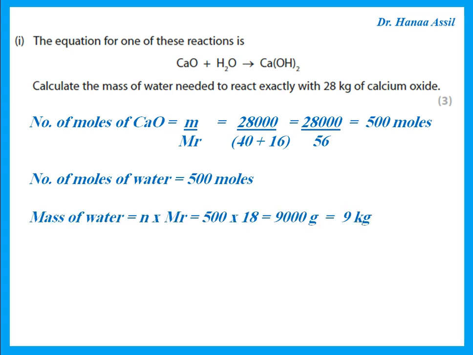Mass is number of moles times Mr. Remember, in all of these reactions, we're using the mass in grams, not kilograms. So the 28 kilograms at the beginning, we multiply by 1,000, and that is why we got 500 moles. And here, mass of water is number of moles times Mr. What comes out is in grams. So if he wants it in kilograms, you divide by 1,000.